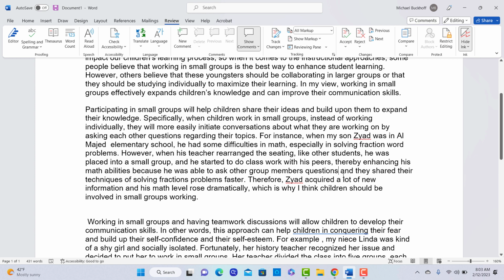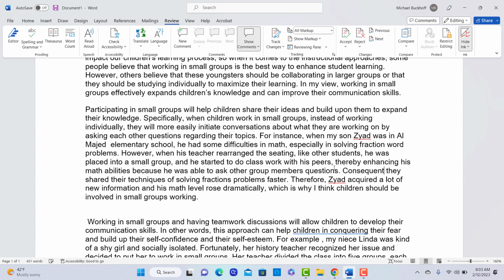I think we're going to stop it right here. We might have too long of a sentence here, maybe. We'll throw in a transition word here. Consequently, they shared their techniques of solving, notice, fraction problems faster. Yeah, I think that'll work.